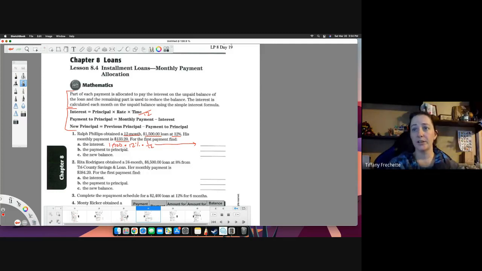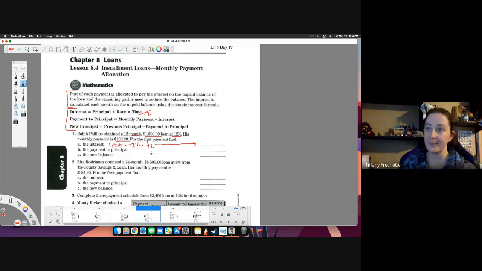So when you get here, you do 1,500 times 12%. Make sure you move your decimal over for the percentage. And then remember fractions, it's multiplication on the top, division on the bottom. So multiplying by 1 isn't going to change anything, so we just divide by 12. Whenever it's 1 over a number, it's really just dividing by that number on the bottom. That's really all it means.